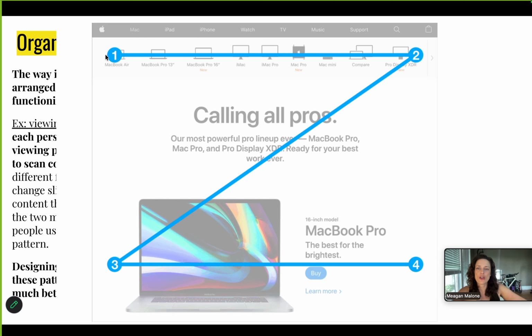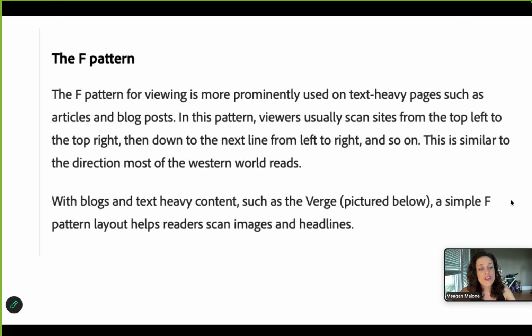You start up here, you are drawn along by this strong line all the way through all of the products. But then suddenly this big thing in the middle here takes your attention and draws you down to this image, and then it brings you back across to take a look. So it really is the alignment pulls our eyes to see everything on the page, which is what we're really working for. Then there's the F pattern.